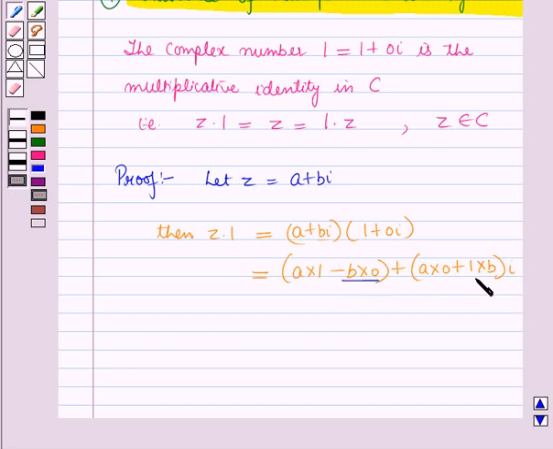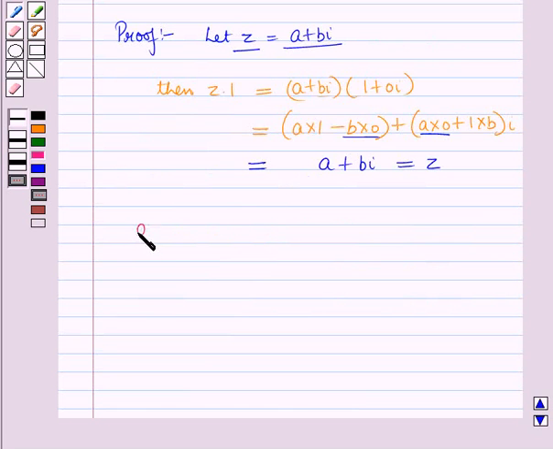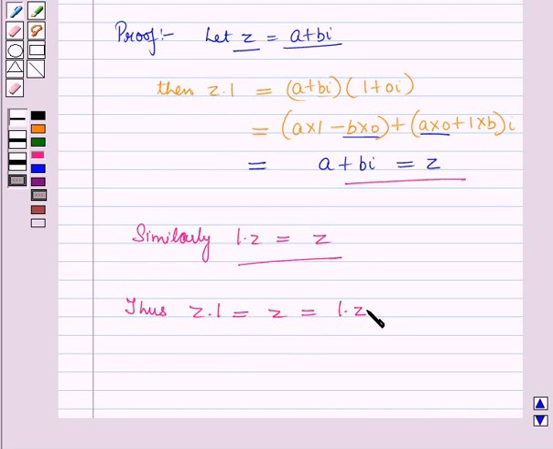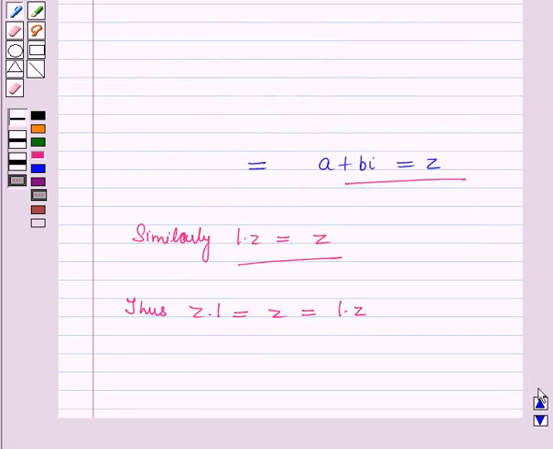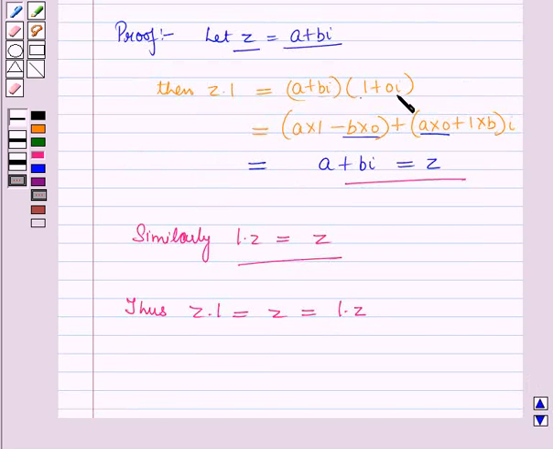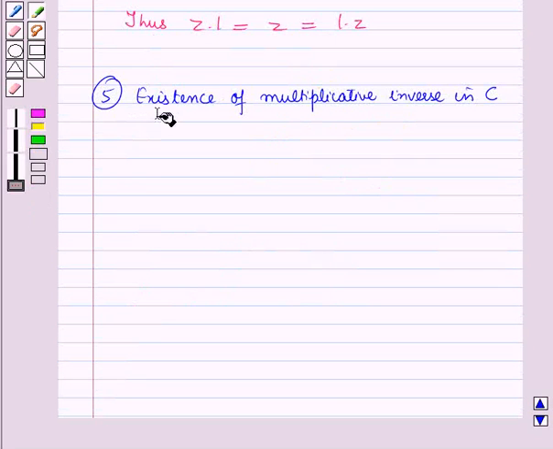Now here these terms will be equal to 0. So in the result we will get A plus B iota, and A plus B iota is equal to the complex number Z. Similarly, 1 into Z will also be equal to the complex number Z. Thus, from these two equations, Z into 1 is equal to Z is equal to 1 into Z. Hence, 1, which is equal to 1 plus 0 iota, is the multiplicative identity in the set of complex numbers. Now, let us discuss the existence of multiplicative inverse in the set of complex numbers.